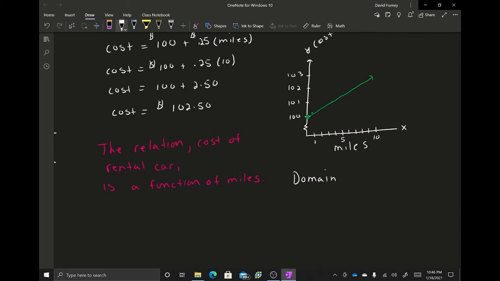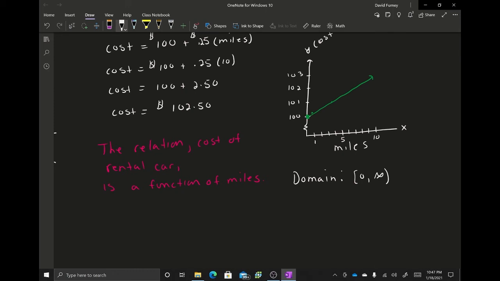And we know that you can't drive negative miles. If you go rent a car, you're going to pay that flat fee. And then if you drive nowhere, that's fine. You're just going to pay that flat fee. But you can't drive negative miles and get money back. So our domain has to start at 0. 0 miles. And theoretically, we could drive an infinite amount of miles, and that looks like this in interval notation.